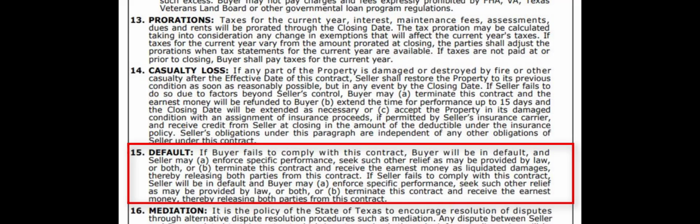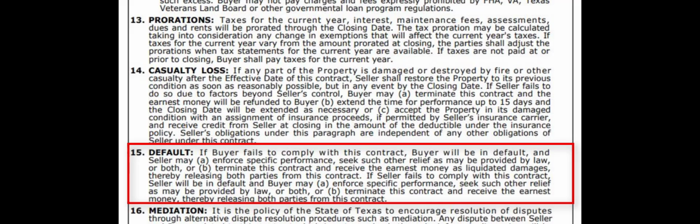Now, an attorney might have a different opinion based on your client's specific case. And so again, we don't want to be out there giving legal advice saying that if you do this, you can't do that. But if we read the plain language of the contract, you can either sue or seek specific performance, or terminate and receive the earnest money as liquidated damages, but you may not do both.